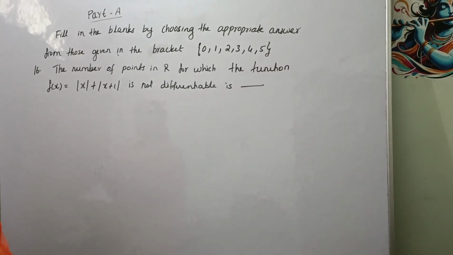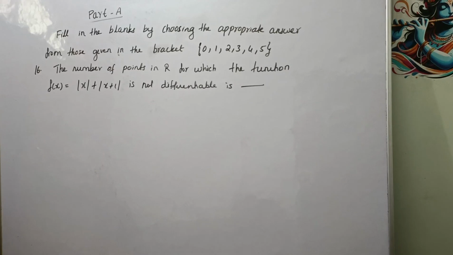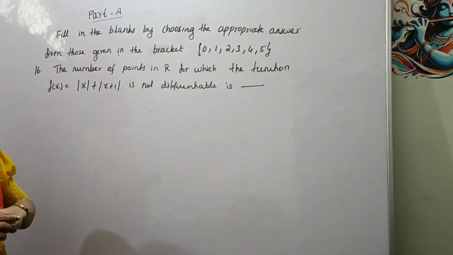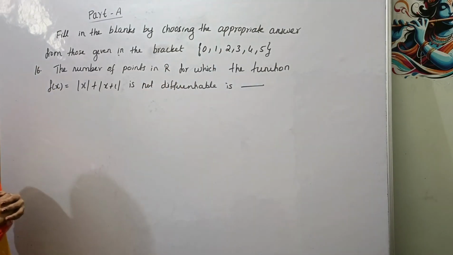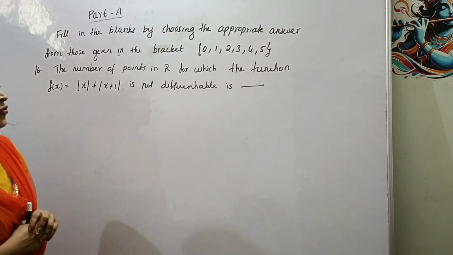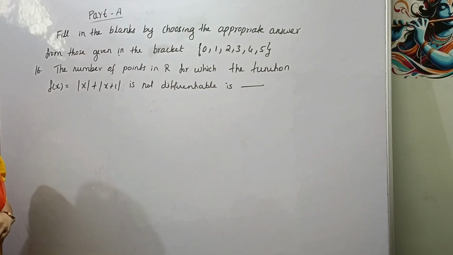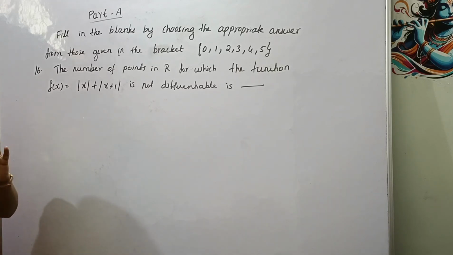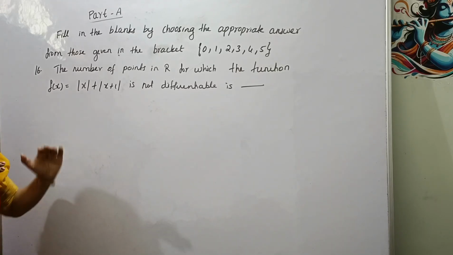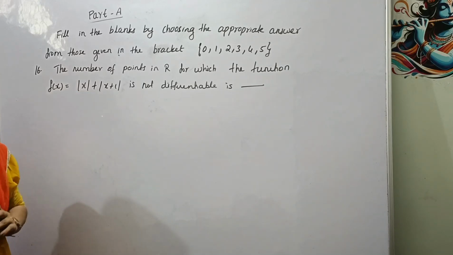Next question, 16th question. Fill in the blanks by choosing the appropriate answer from those given in the bracket: 0, 1, 2, 3, 4, 5. So among these numbers you have to write the answer. The number of points in R for which the function f of x is equal to modulus x plus modulus x plus 1 is not differentiable is dash. Here we have to find for how many points this function is not differentiable.